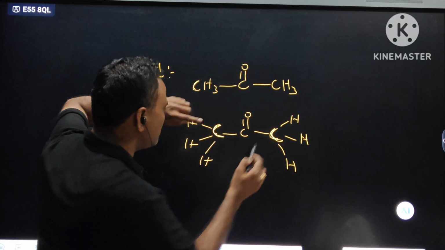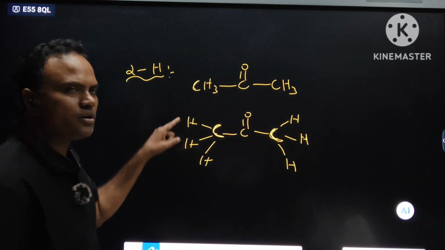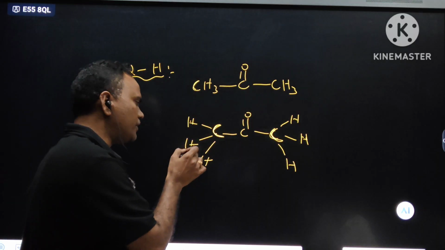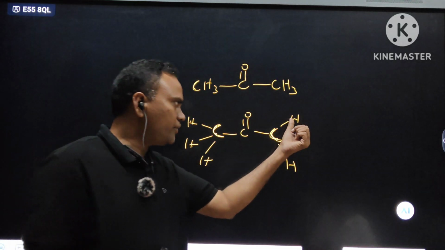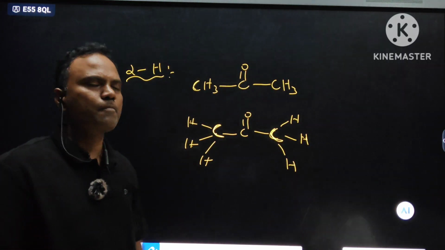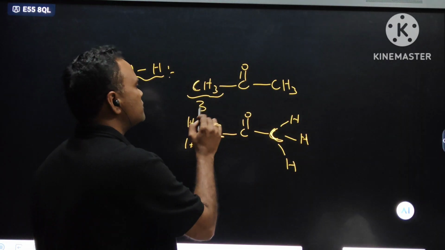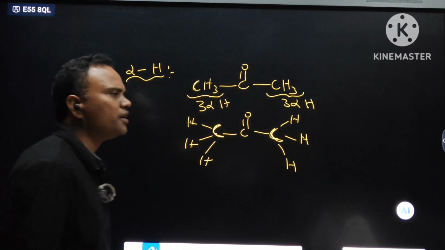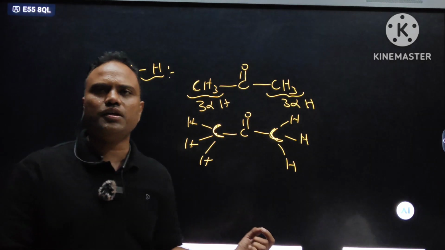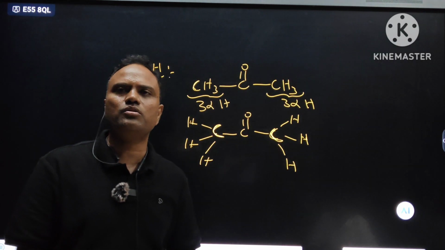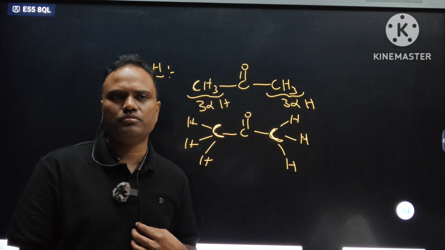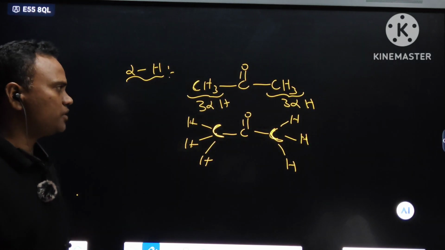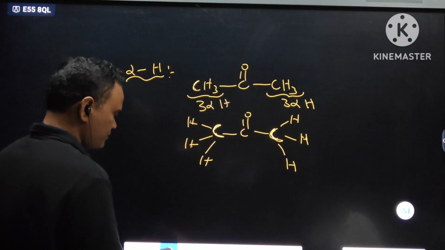This is the alpha carbon. Hydrogen which is connected to the alpha carbon is called alpha hydrogen. This is alpha hydrogen, alpha hydrogen, alpha hydrogen. So here 3 alpha hydrogens we have. Here also 3 alpha hydrogens we have. What is the use of knowing about alpha hydrogens? The ketone or aldehyde with alpha hydrogen undergoes tautomerization. For the next topic, this point is useful. Tautomerization. Note down the examples.